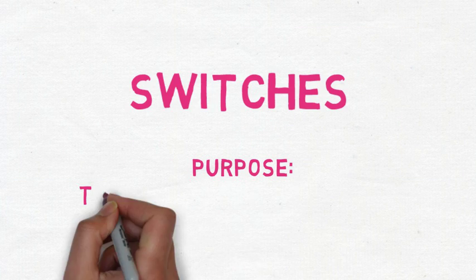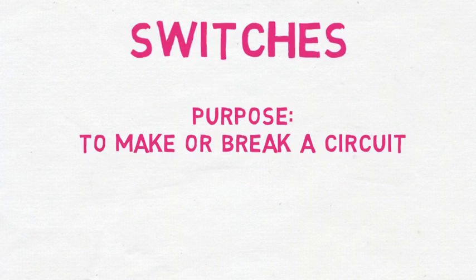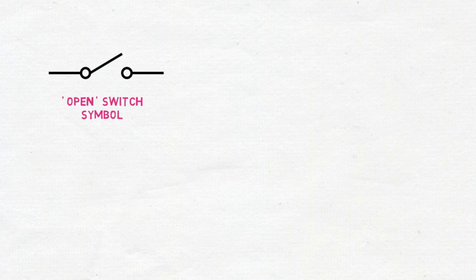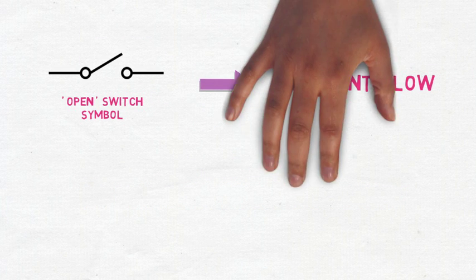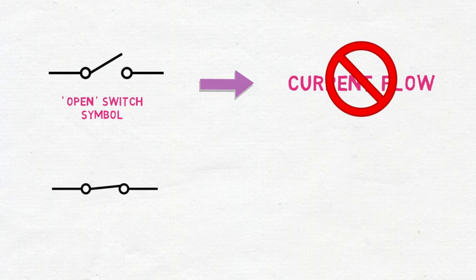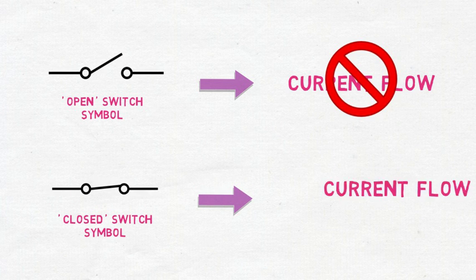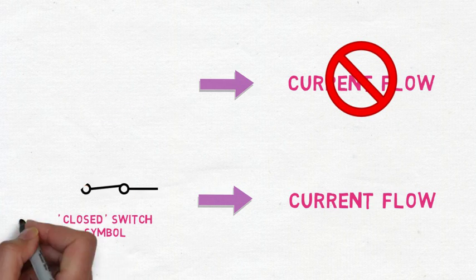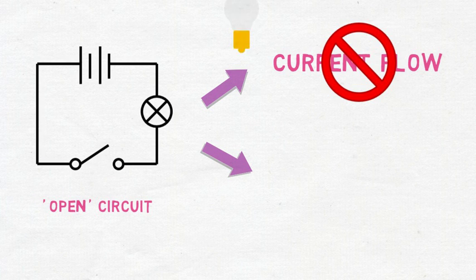Switches. Switches make or break a circuit. When a switch is open, no current can flow through the circuit. Whereas, when a switch is closed, current can flow through the circuit. When the switch is open, it is an open circuit, so no current can flow through and the bulb does not light up.